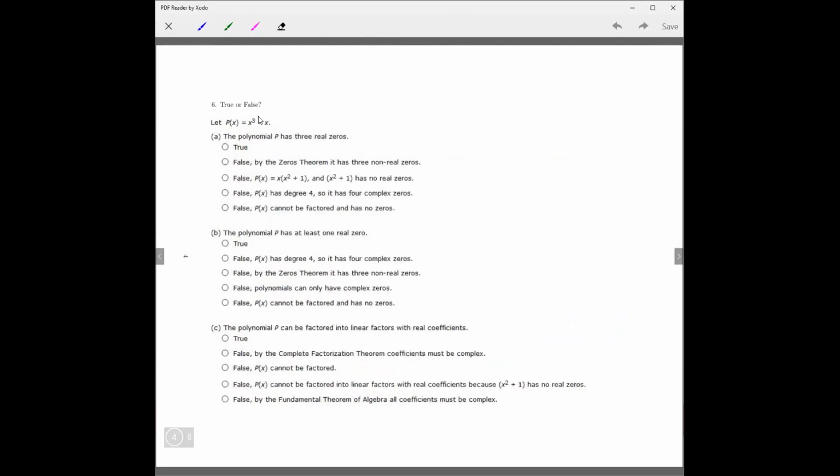Okay, let's look at number 6. So here we have another polynomial, and you're probably thinking, let's factor that. So you factor an x out, and now we can see that 0 is a real zero. And from here, plus or minus i are going to be zeros. If you set that equal to 0 and extract square roots, you get plus or minus i. So the zeros are 0, i, and negative i.